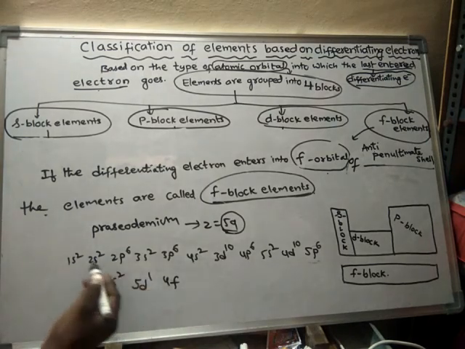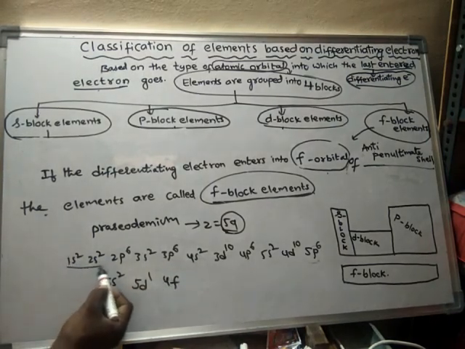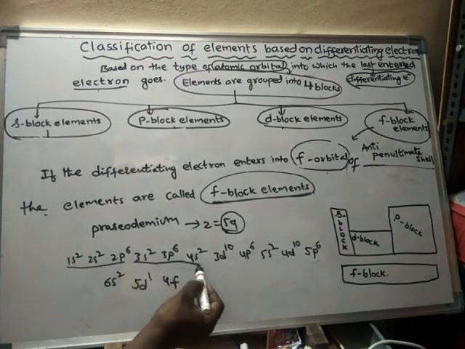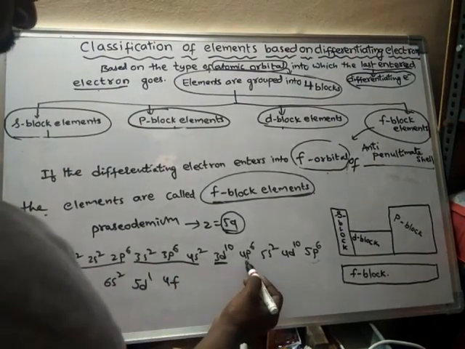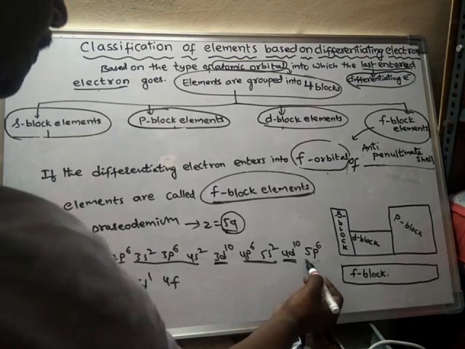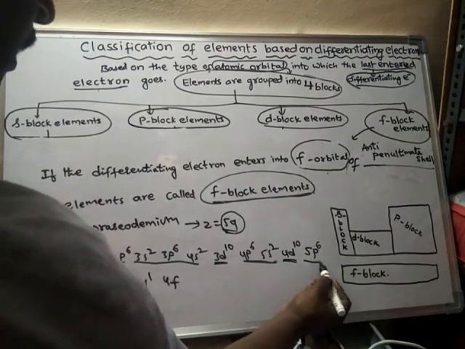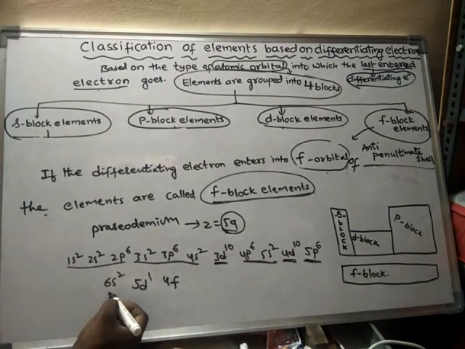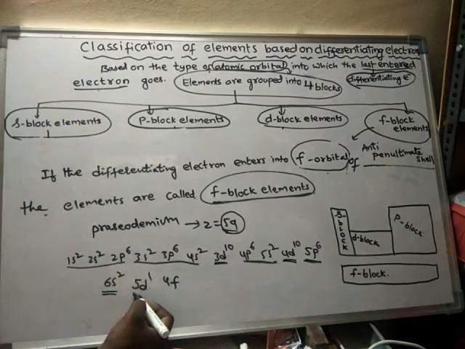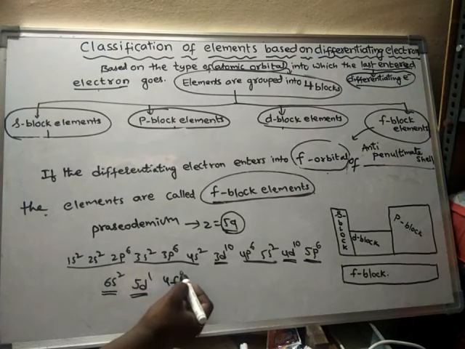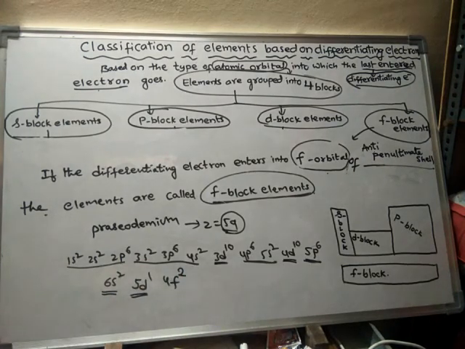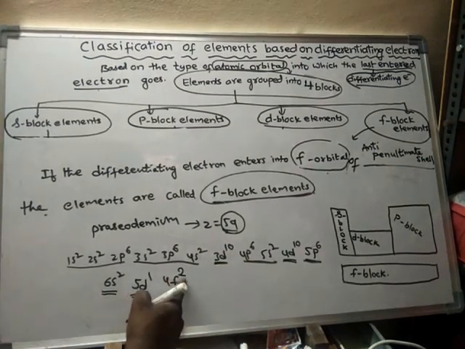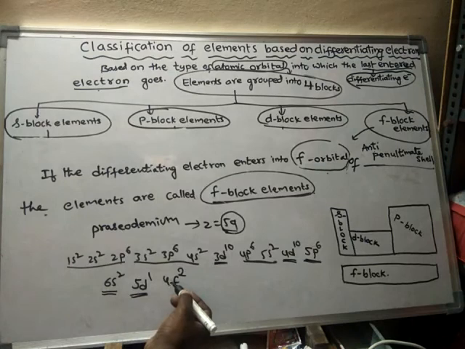Now how many electrons do we count? Up to here 10 electrons, 10 more, 20, 30, 38, 48, 50, 54, 56, 57. Here 2 electrons, 59. So the last entered electron is into 4f, the f orbital.